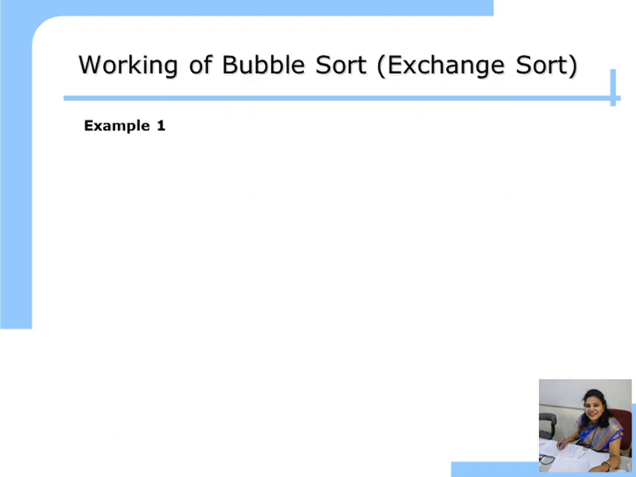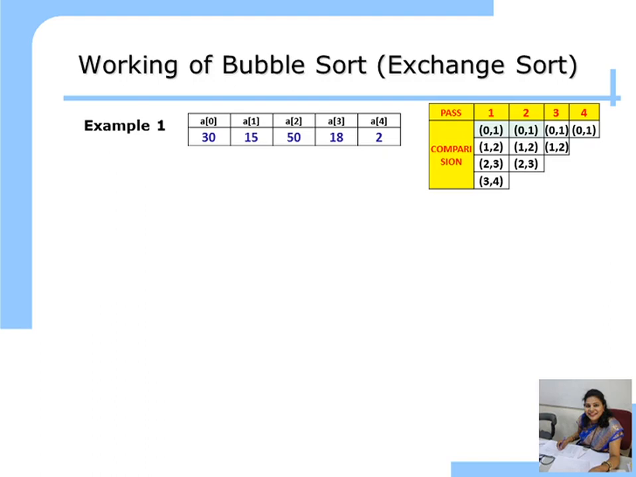Let us see an example to understand bubble sort. There is an array A having 5 numbers: 30, 15, 50, 18 and 2. As I told you, the number of passes is equal to max minus 1. Here the maximum number of elements is 5, so 5 minus 1 is 4. So to sort this array we require 4 passes. Let us start with the first pass. How many comparisons do we do in the first pass? 4 comparisons: 0,1, 1,2, 2,3 and 3,4.